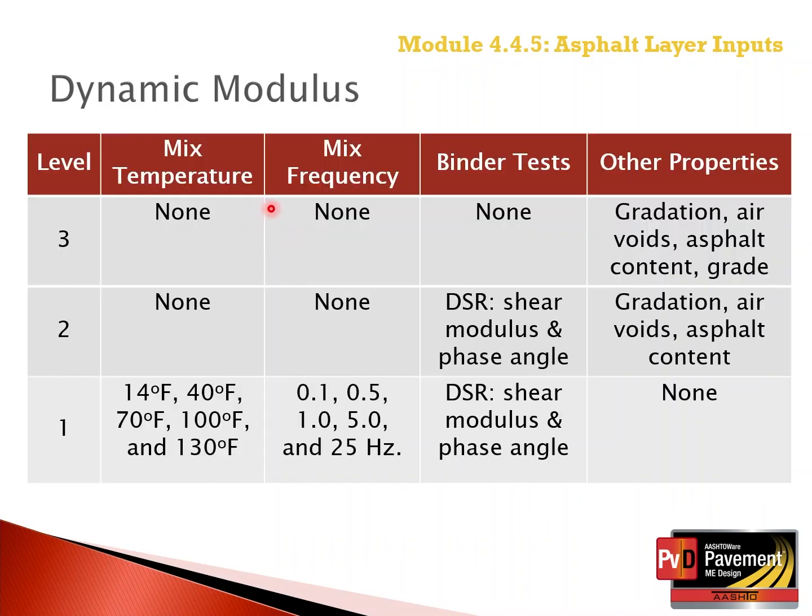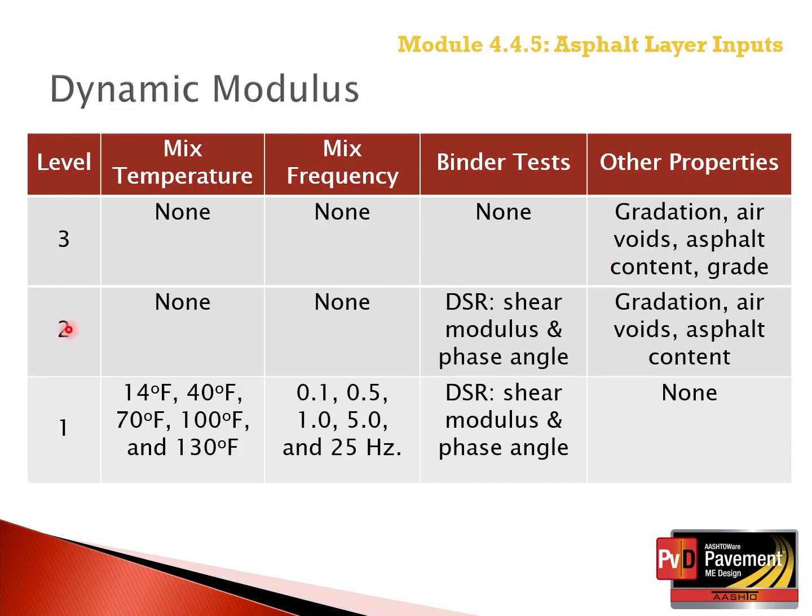This table shows the dynamic modulus and test parameters for each input level as a summary. Input level 3 only requires the volumetric properties and grade designations of the asphalt binder. Dynamic modulus is then calculated using the dynamic modulus Witczak regression equation embedded in the Pavement ME software.